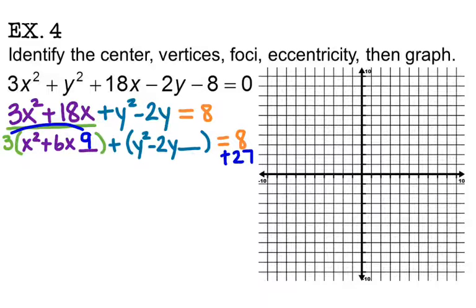For the y's, negative 2 divided by 2 and then squared will be plus 1. Since I didn't factor a number out of the y's, then I don't have to multiply that by anything, so that's just plus 1.